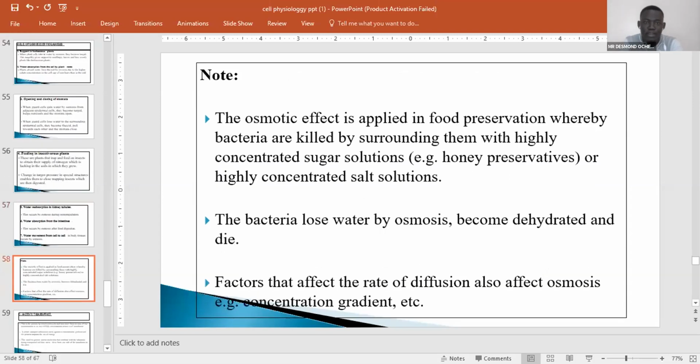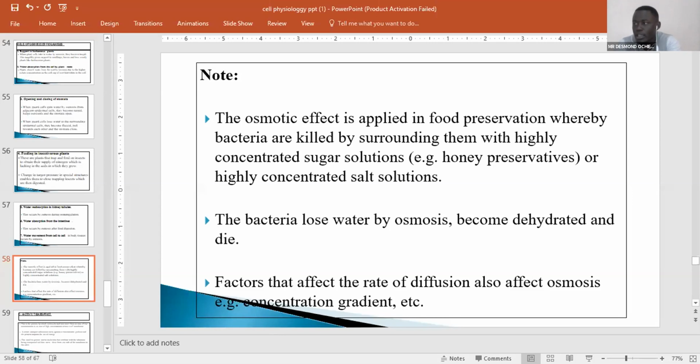Okay. So there's just some important point to note here. We're saying that the osmotic effect is applied in food preservation, whereby bacteria are killed by surrounding them with highly concentrated sugar solutions, and that is common in honey preservatives, or highly concentrated salt solutions. Now, this point, I know you may not understand it, but just to get it from my point here, the osmotic effect is applied in food preservation, whereby bacteria are killed by surrounding them with highly concentrated sugar solutions or highly concentrated salt solutions.